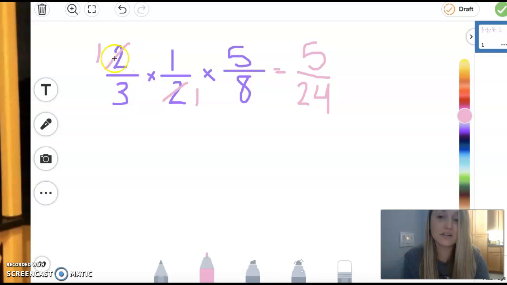Now if we did go straight across and we did 2 times 1 is 2 times 5 is 10, and then did the bottom where we did 3 times 2 is 6 times 8 is 48, that's fine too, but you would just have to remember to reduce. Okay.